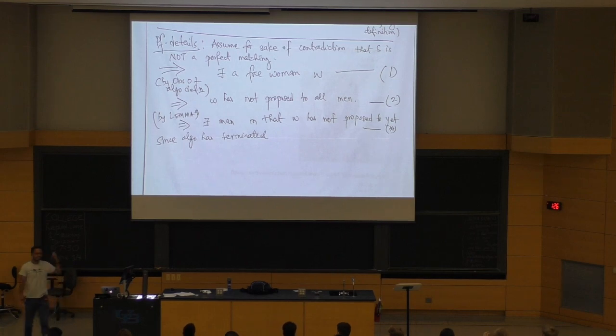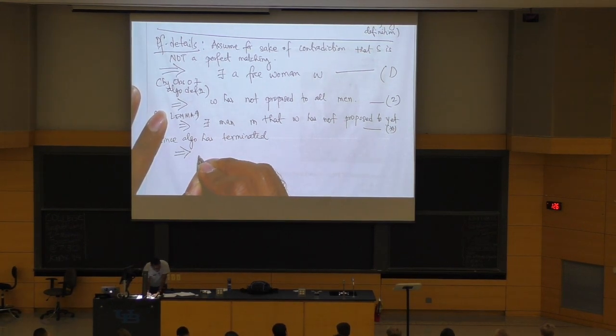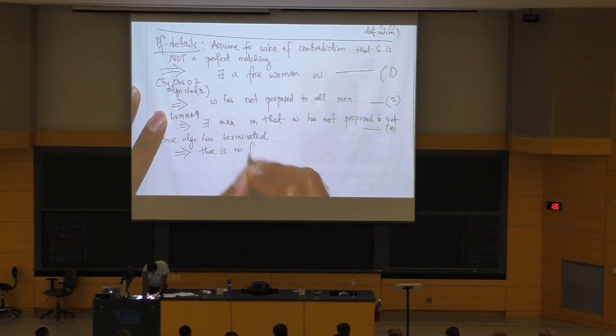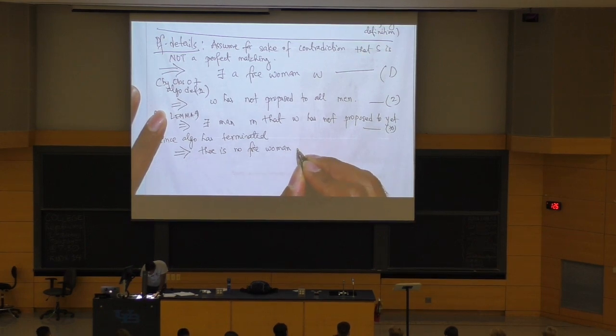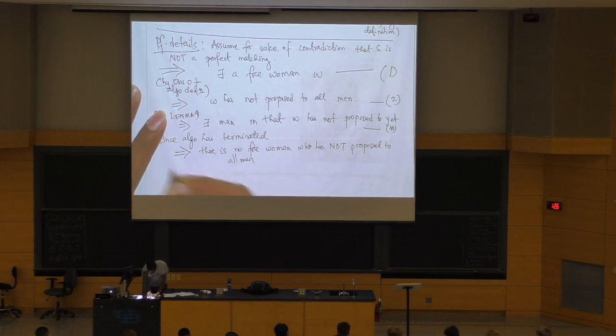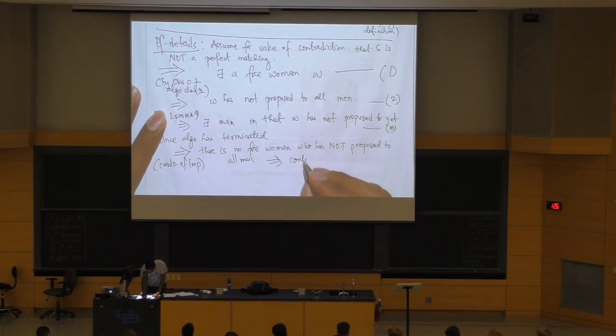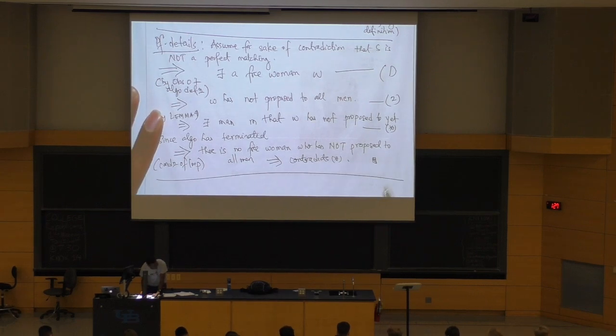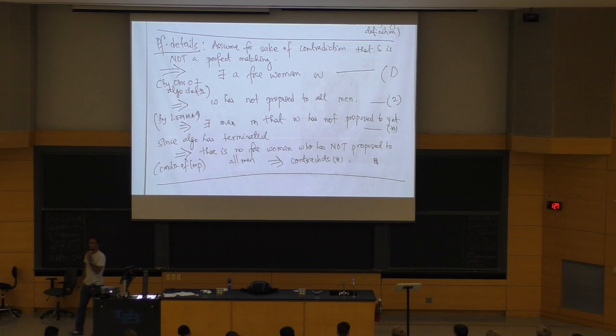Now the fact that there exists a free woman W and the algorithm has terminated implies there is no free woman who has not proposed to all men. Again, this follows from the condition of the loop. And this directly contradicts this statement here. And I'm done. So talk to your friends for half a minute. Let me know if any questions. If not, I claim the proof of lemma 2 is done, assuming lemma 4 is correct, which we still have to prove.